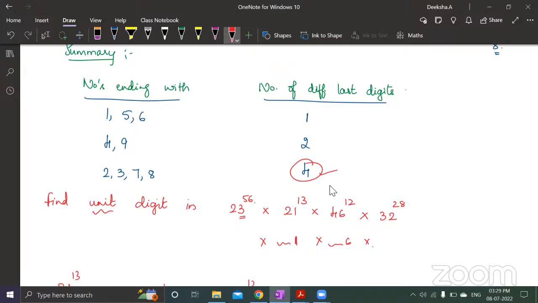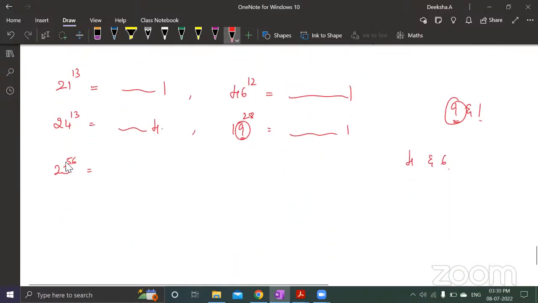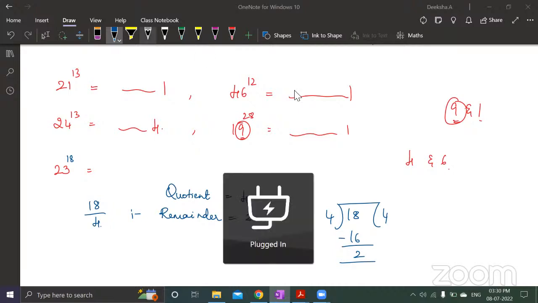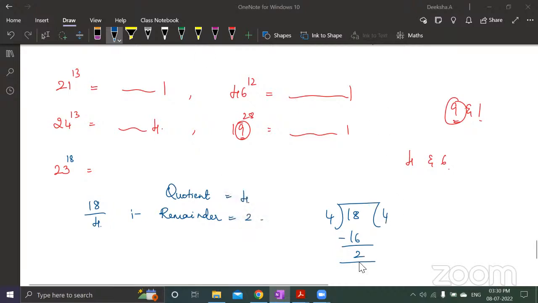So when you divide the power by the number of last digits, let me take the power as 18. Now, when I divide 18 by 4, see what is the remainder. The remainder is 2 and the quotient is 4. When I divide 18 by 4, 4 fours are 16, and the remainder is 2. So this is your quotient and this is the remainder.